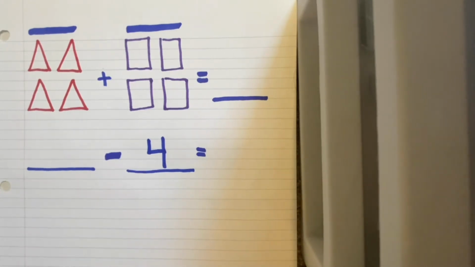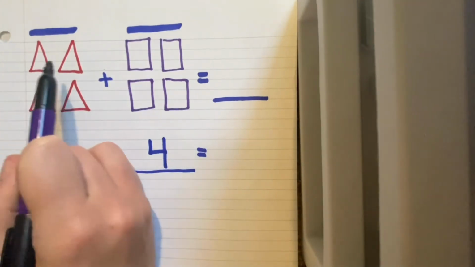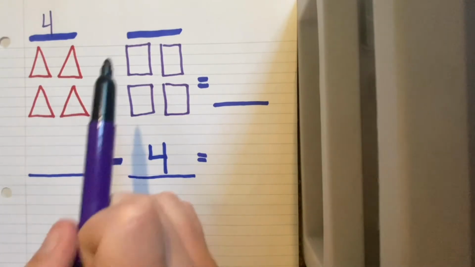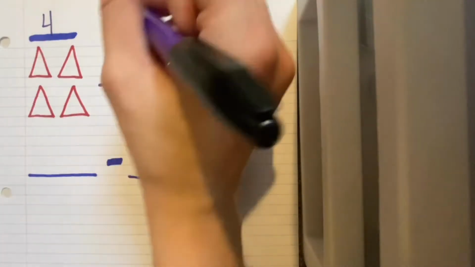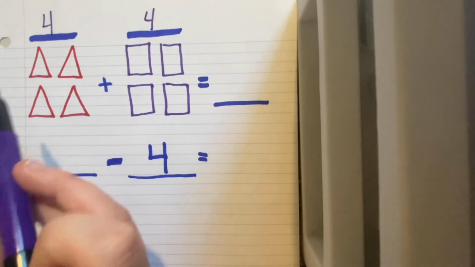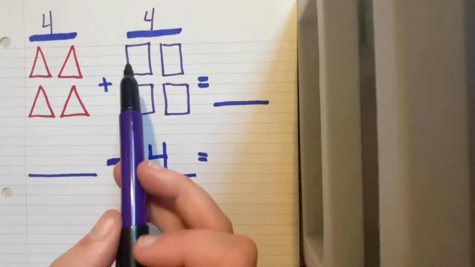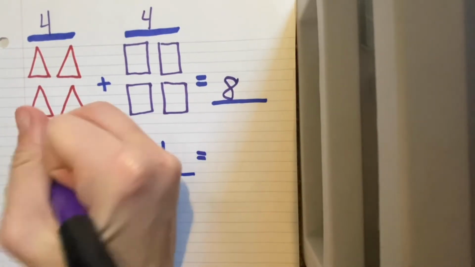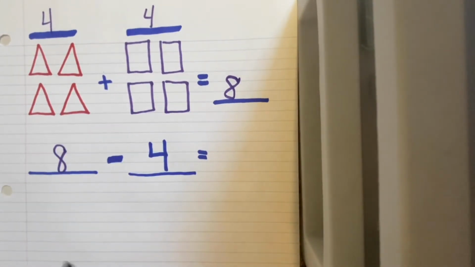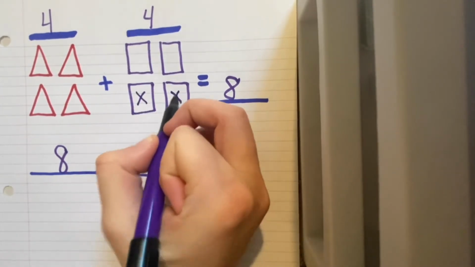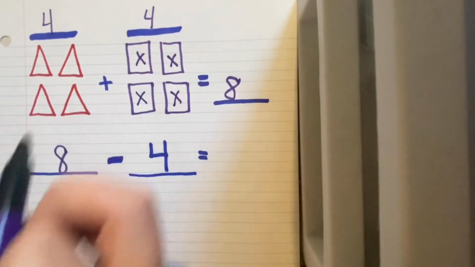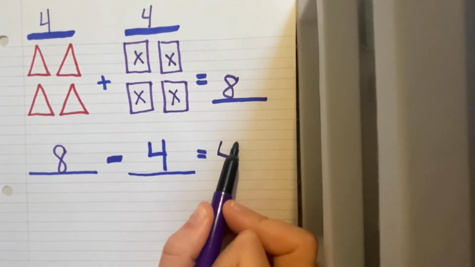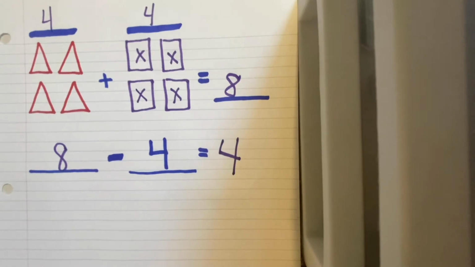Let's begin. You can see that we have 1, 2, 3, 4 triangles. We also have 1, 2, 3, 4 squares. If we count them all together, we have 1, 2, 3, 4, 5, 6, 7, 8, for a total of 8. If we have 8, we take away 4, so say we get rid of 1, 2, 3, 4. That means we only have 1, 2, 3, 4 left. 8 minus 4 equals 4.